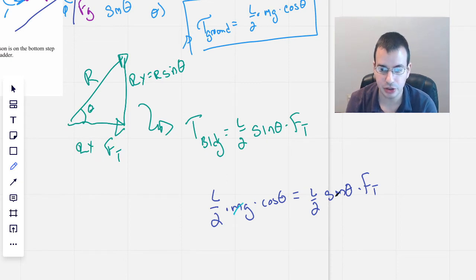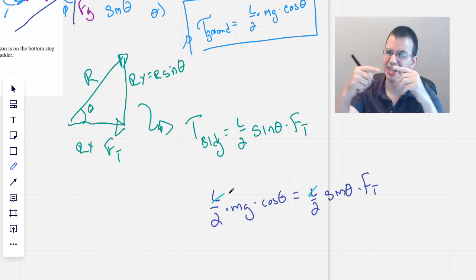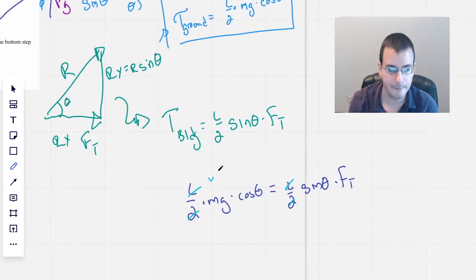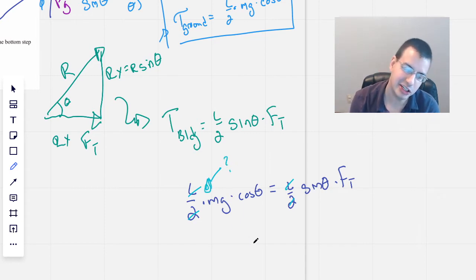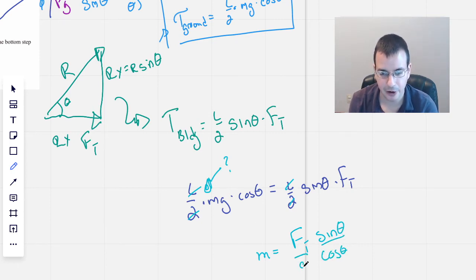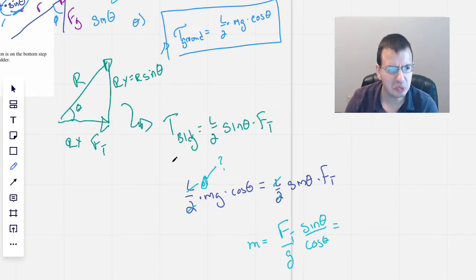So masses don't cancel. L's will cancel, and that's just because it's at the middle of the ladder, which is convenient. Ooh, the 2's cancel as well. And we're looking for mass. That's our question mark. That's a terrible arrow. So simplifying everything, we'll have mass equals force tension times sine of theta over cosine of theta over gravity. Sine theta, cosine theta, gravity. Does that seem reasonable? That does seem reasonable.